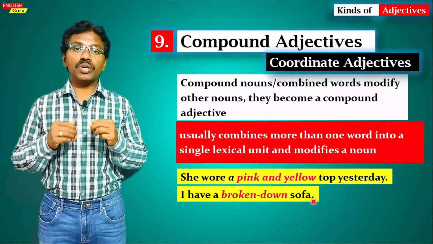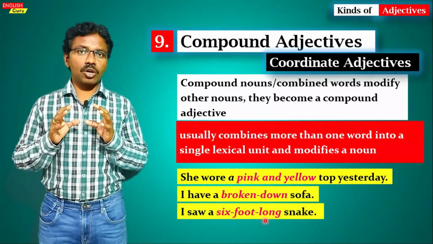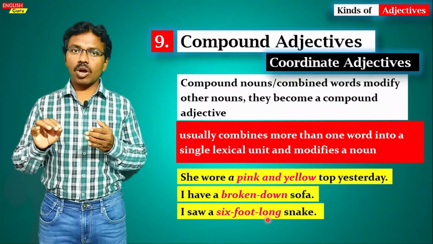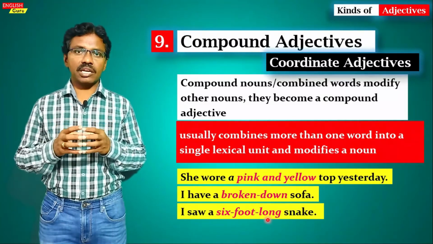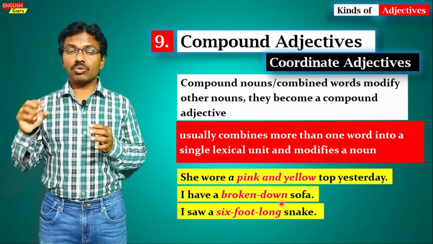It's a compound adjective. I saw a 60-foot-long snake. 60-foot-long. So these three words are combined with hyphens. They are called compound adjectives and they are all qualifying the noun snake.